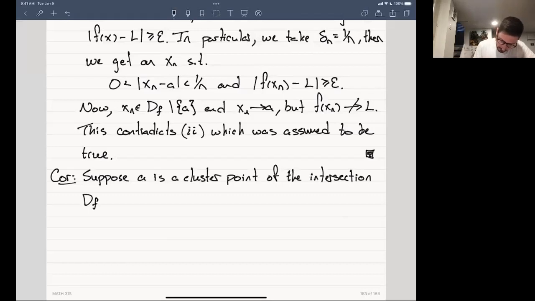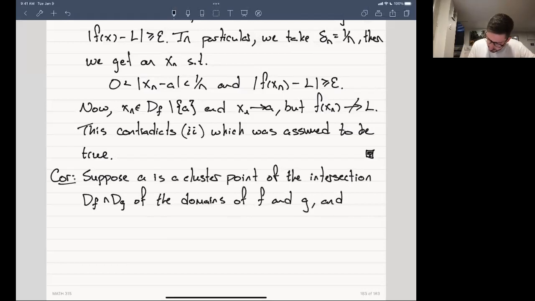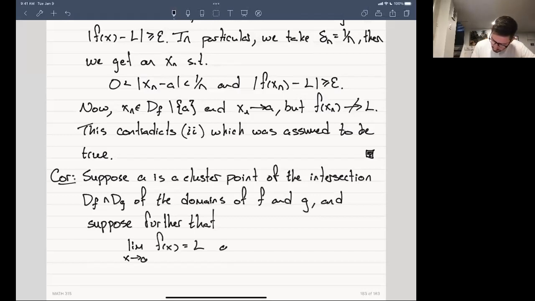The domain of F and the domain of G. So of the domains of F and G. And suppose further that the limit as x approaches a of f of x is equal to L, and the limit as x approaches a of g of x is equal to M. Okay, so I have two limits now. It's equal to M. Sorry, it can be different.